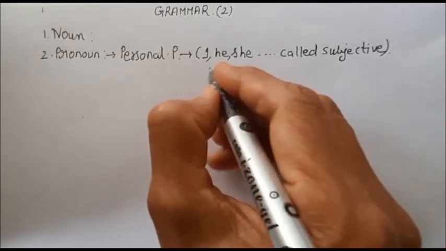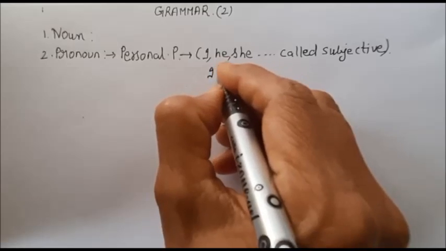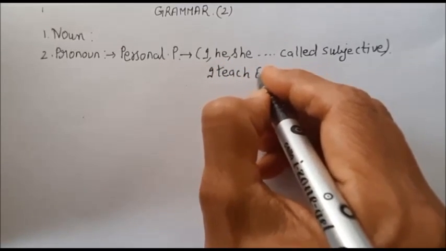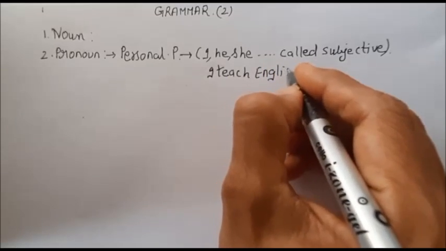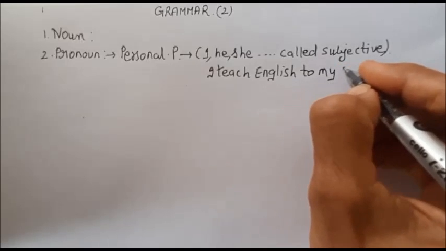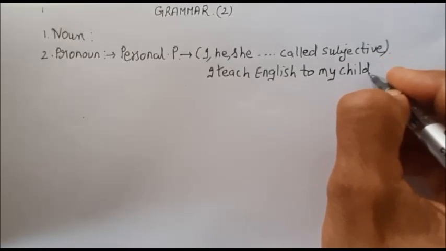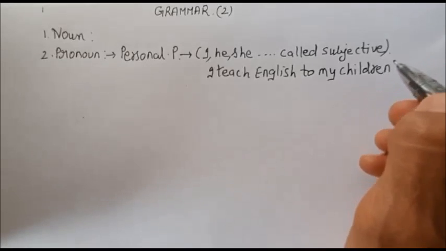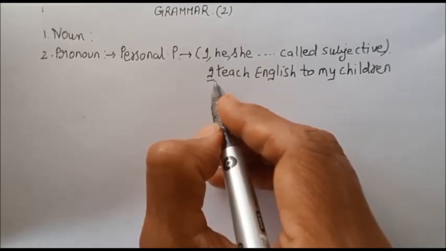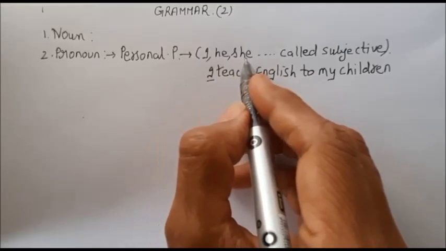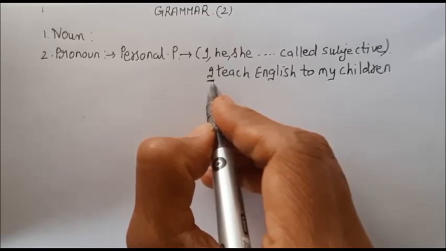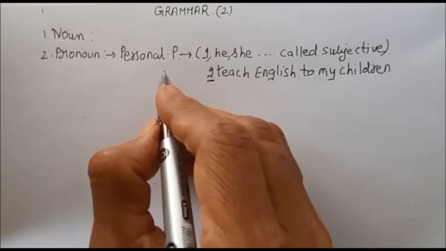Because when I say I teach you, or I teach English to my children, now here I would say that I is used in the place of a subject. So here I would say I, he, she. When it comes at the subject place, we call this pronoun a subjective personal pronoun.